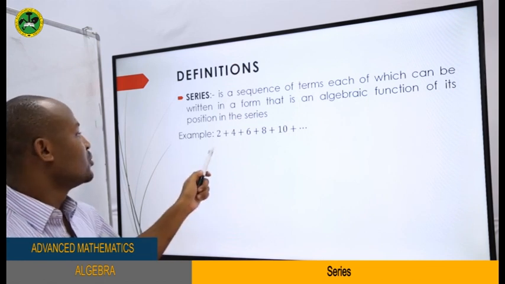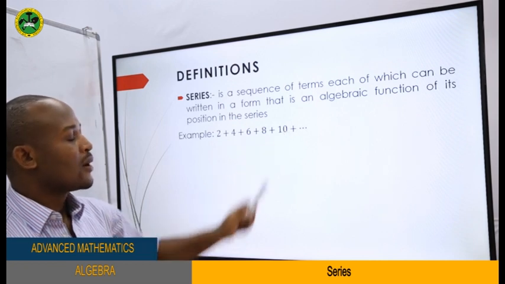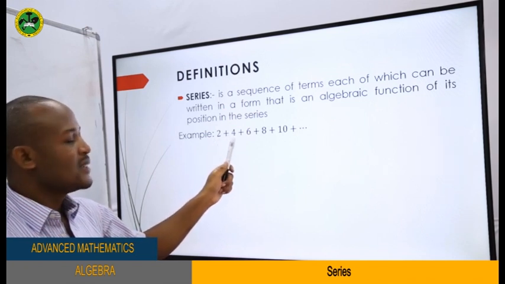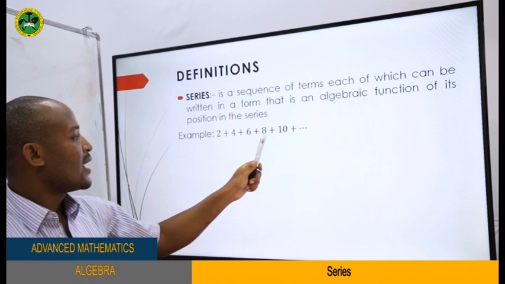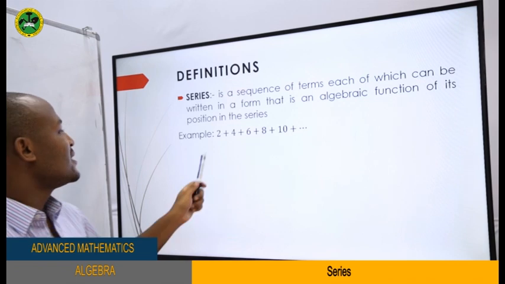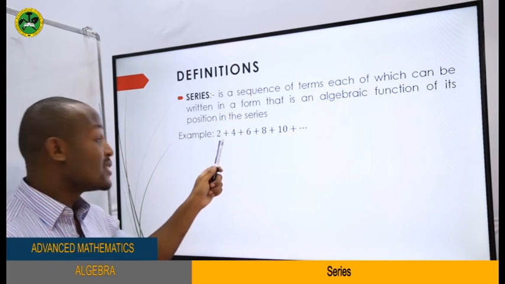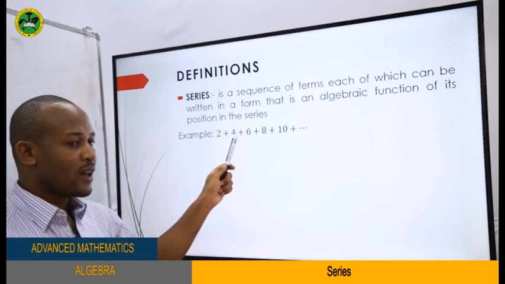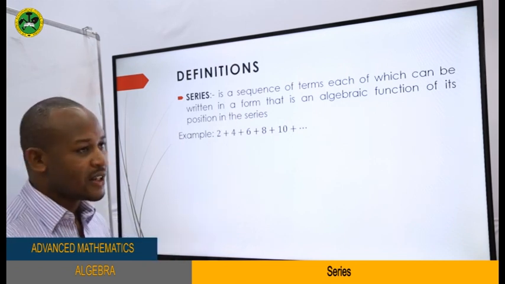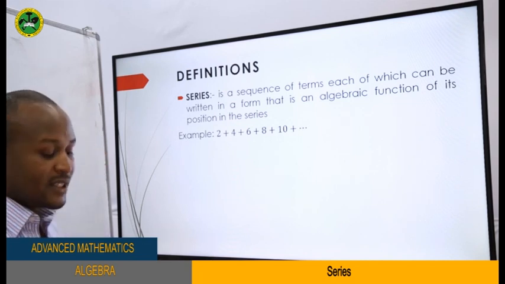Example, we have 2 plus 4 plus 6 plus 8 plus 10. As you can see there, the first term is 2, the second term is 4, the third one is 6, the fourth one is 8, and so forth. Now that means 2 is an algebraic function of its own position. Then we have 4, that is the second term. So 4 is an algebraic function of its position. We shall see it as we go on in some few examples in the next steps.